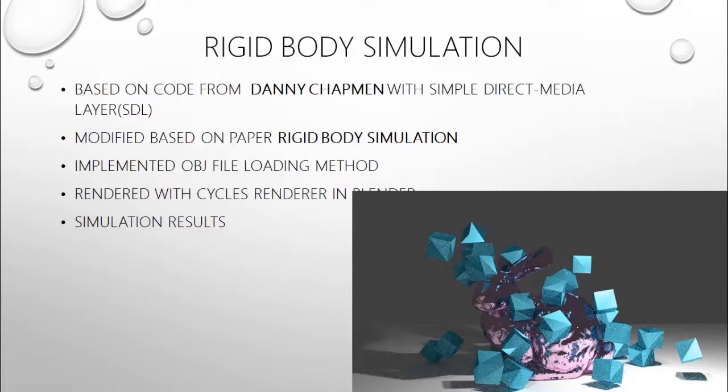The base code is from Mr. Danny Chapman, and it is with the third-party library called Simple DirectMedia Layer. What we did is modify some of the base code and implement an OBJ file loading method. That makes it better for us to create more complex scenes more quickly. So here come the simulation results for the rigid body simulation.